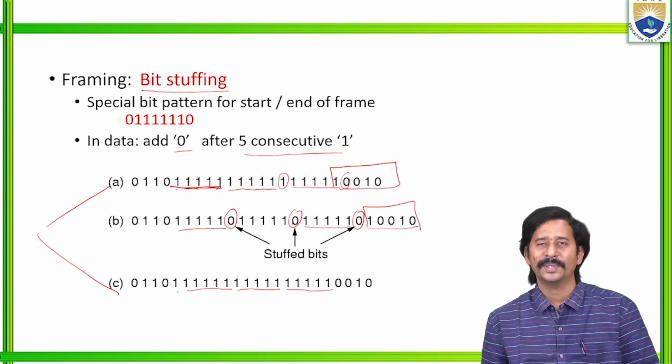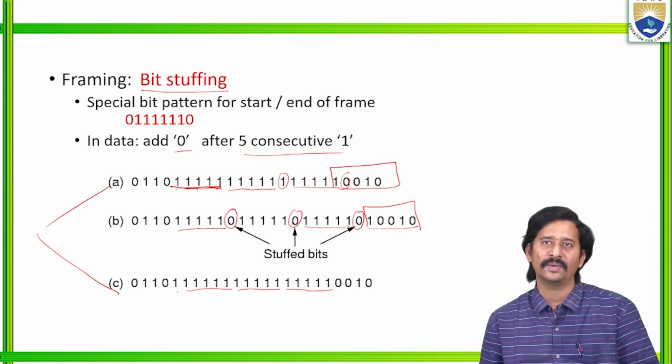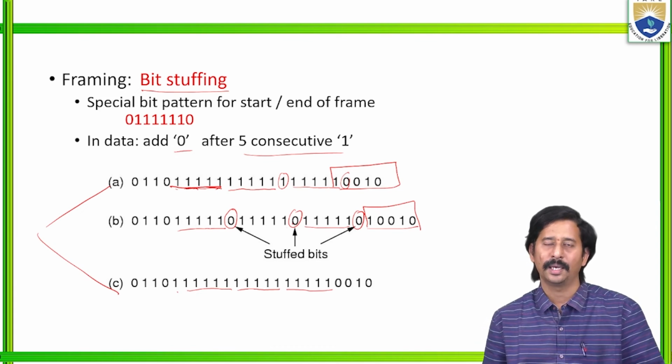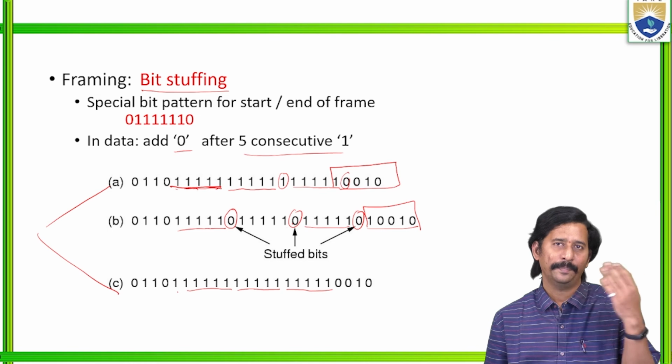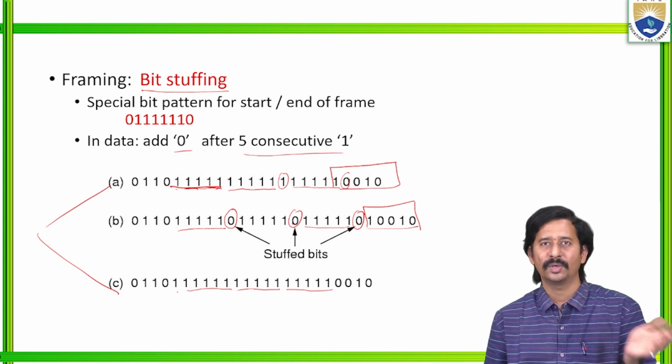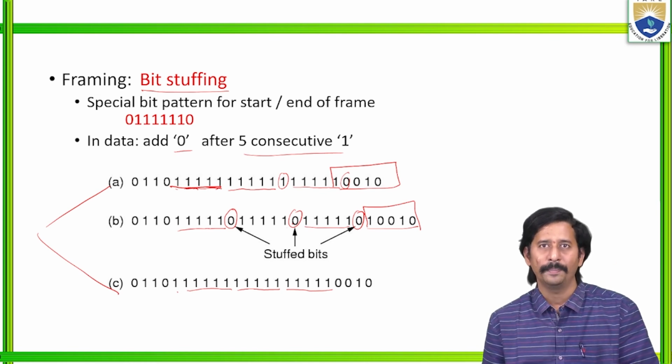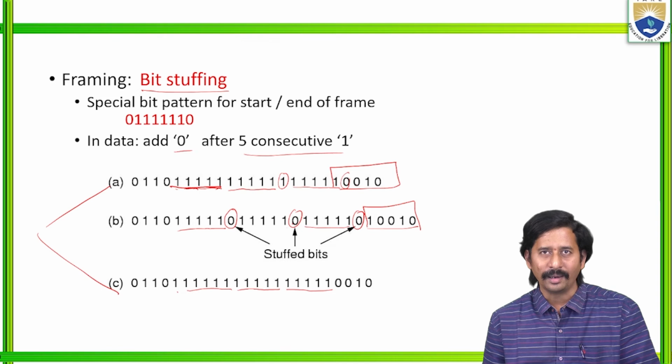That is the special bit pattern for the start as well as the end of the frame. The starting bit, the most significant bit, is 0, and the least significant bit is 0. The remaining 6 bits are ones.